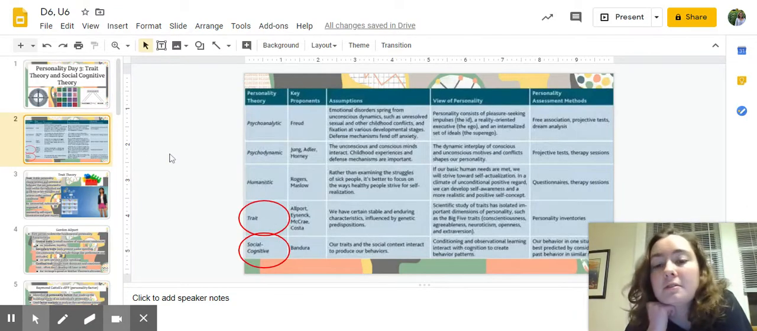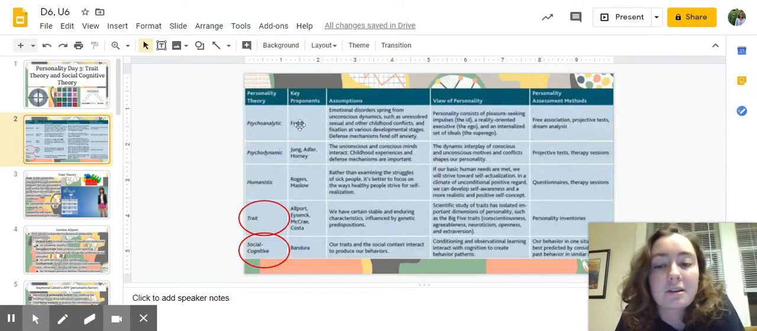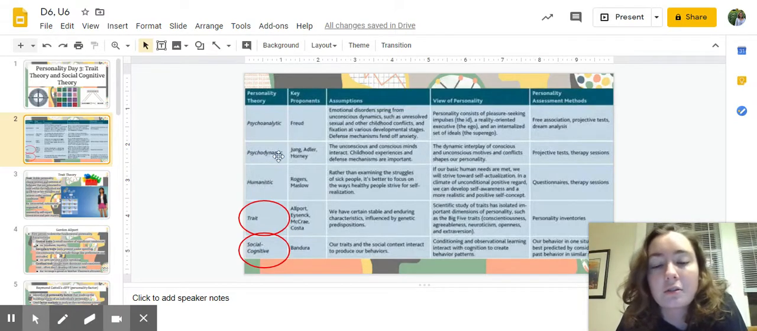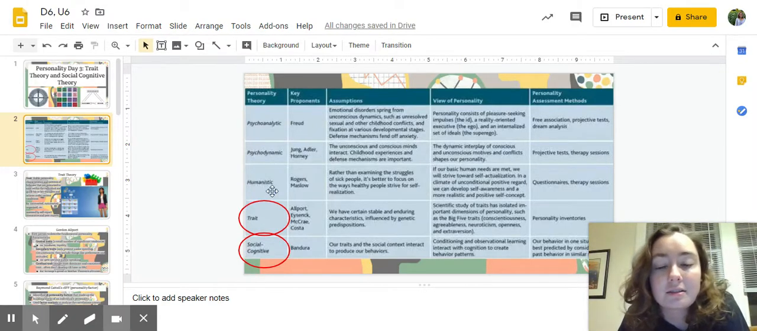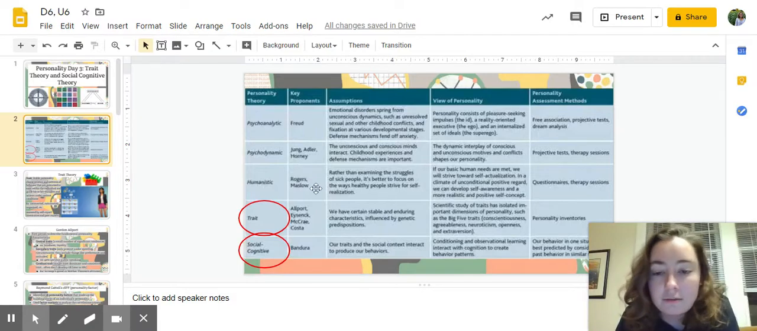So just a quick review of what we've covered with our personality portion of this unit. We started off with psychoanalytic with our buddy Freud, and then we talked about the psychodynamic approach, the neo-Freudians of Jung, Adler, and Horney, who kind of branched off of his ideas and made them their own. And then we have the humanistic perspective of personality, has our friends Carl Rogers and Abraham Maslow.